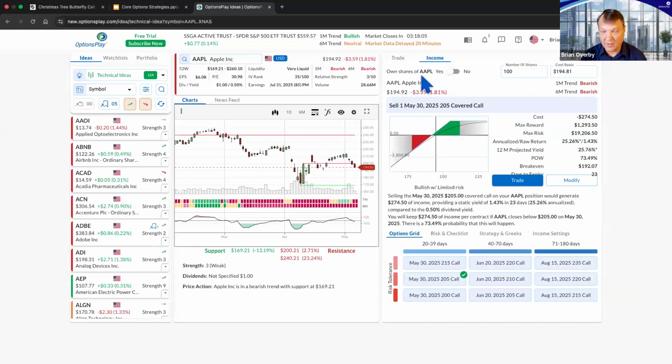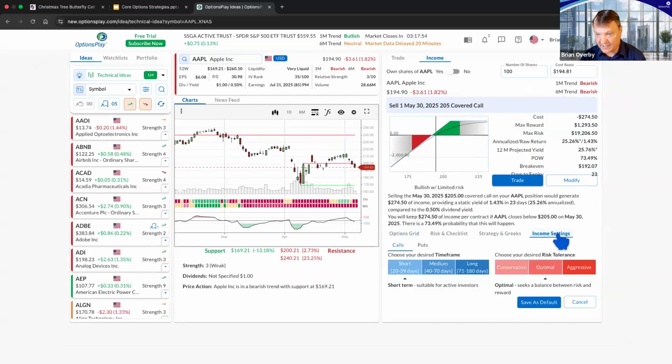Right now, if I own 100 shares of Apple and I want to sell some calls to try to offset some risk, what's recommended is based off of your settings, and you can do your income settings here. You can say I want to be aggressive, I want to be optimal, I want to be conservative, right? So aggressive means that I want more upside. I want to sell the 210 call as opposed to the 200 call. So I'm aggressive as far as where the marketplace is going.